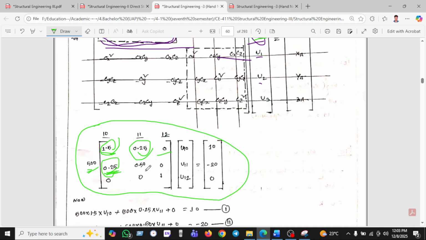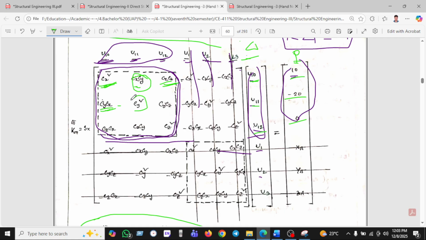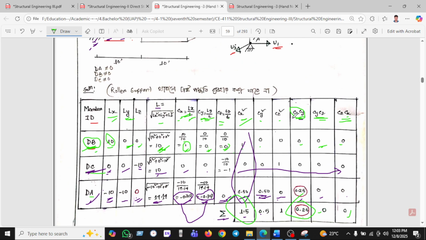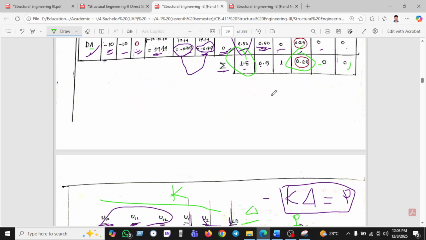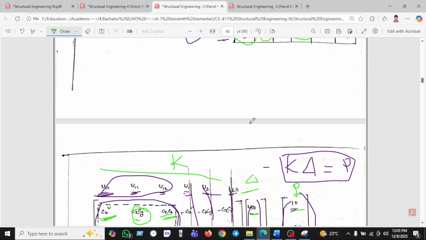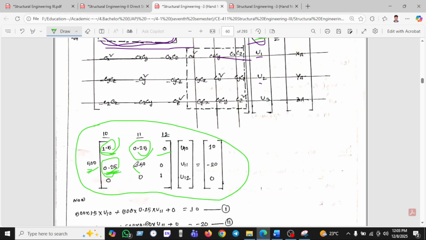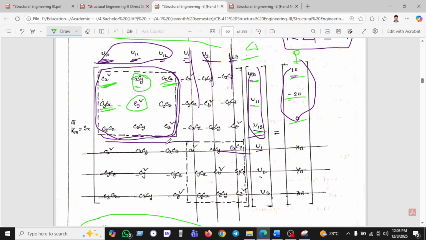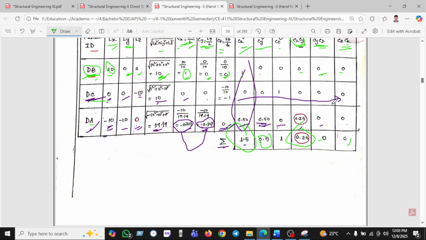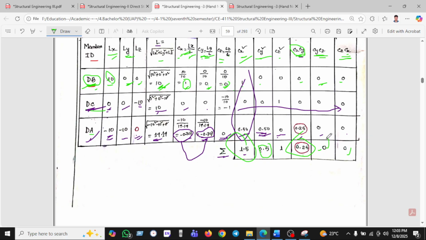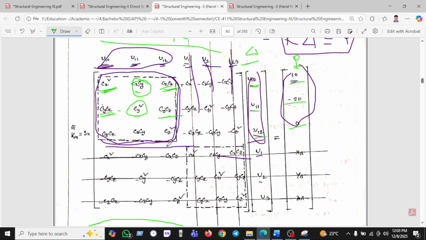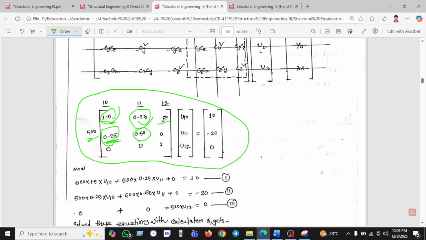Okay, and another one we found is cy square. This is the cy square. We found this value 0.50, and after putting 0.50 here, we found cx cz will be 0. This is the 0, and cz is 0.